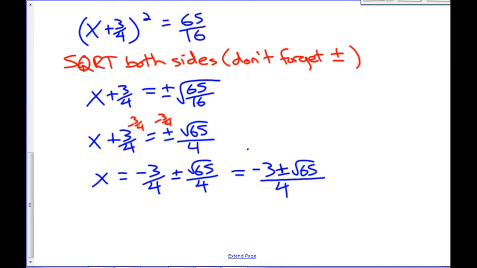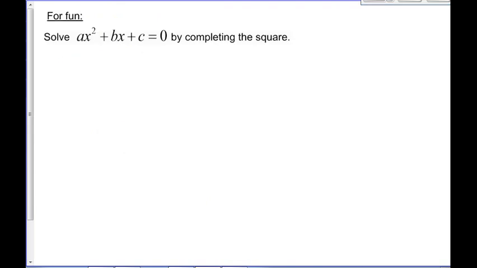Okay, so that's two different solutions. It's negative 3/4 plus root 65 over 4 and negative 3/4 minus root 65 over 4. Either of those forms give us both of those solutions. And I said the real value of completing the square was to get the quadratic formula. So this is for fun. This is unlikely to come up on your actual exam. But if we wanted to solve this by completing the square, let's go through the exact same steps.